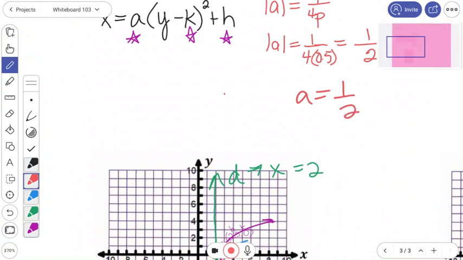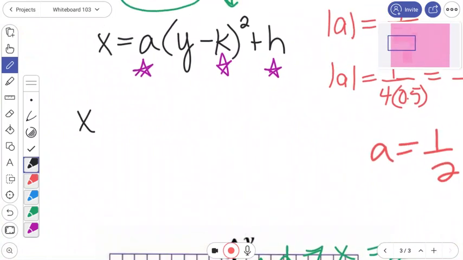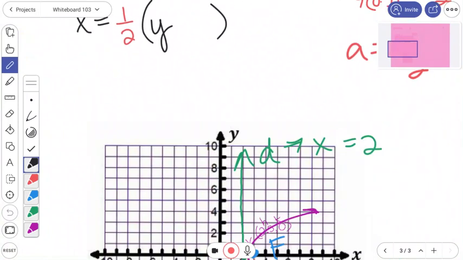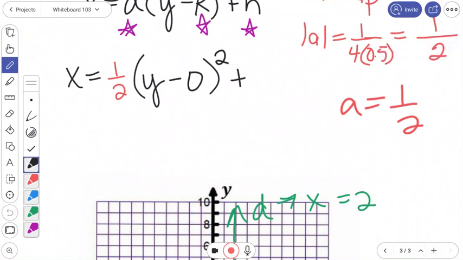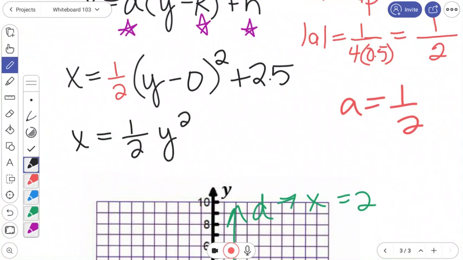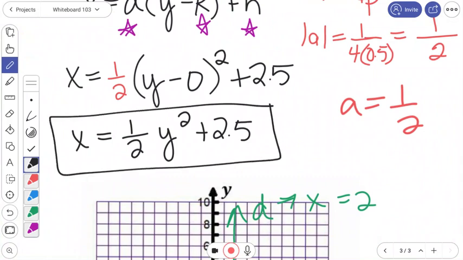So when we write this equation, we get x equals positive 1/2 times y minus k. Our k value we labeled on the graph was 0. So y minus 0 squared. And then our h value was 2.5. So plus 2.5. Now, if you leave your answer like this, it's completely acceptable, but we can simplify this a bit if we want to. It's the same thing as saying x equals 1/2 times y squared plus 2.5. And that is the equation of our parabola.